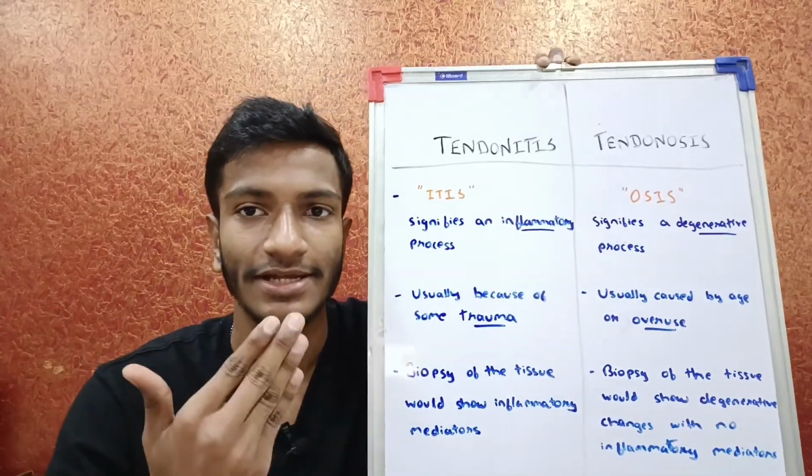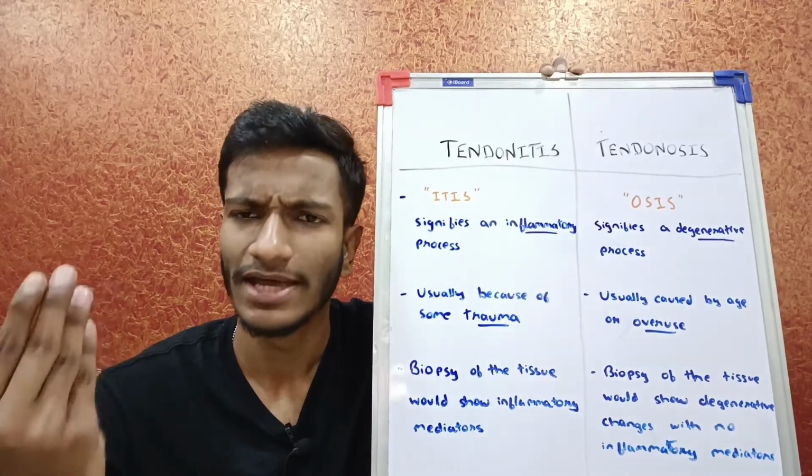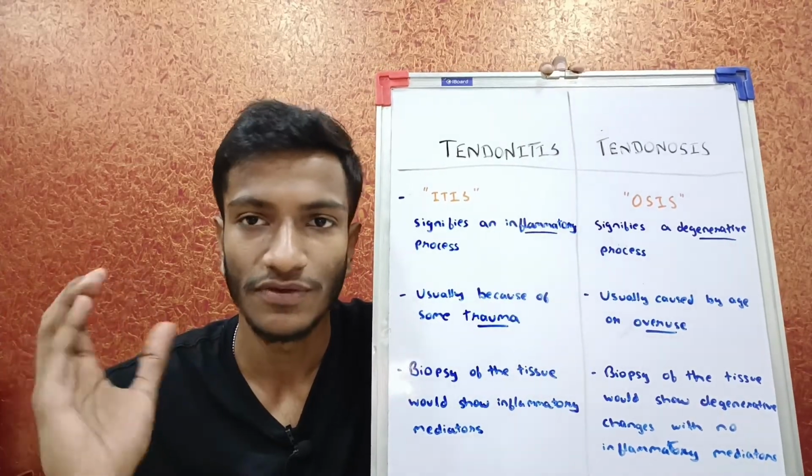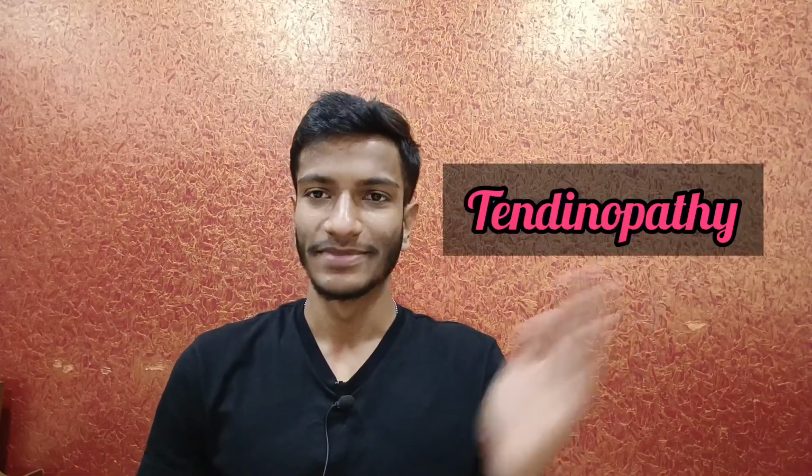In case of tendinitis, the biopsy of the tissue would show inflammatory mediators, whereas in tendinosis, the biopsy of the tissue will show degenerative changes and no inflammatory mediator. There is also something called tendinopathy. To know more about this, read the description below.